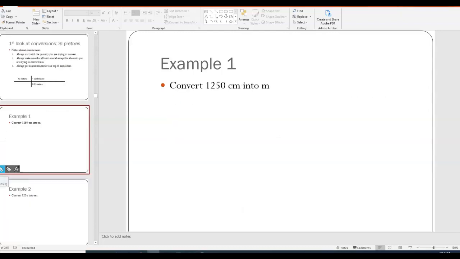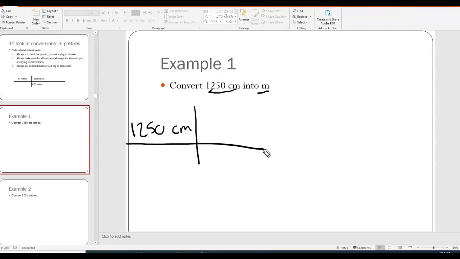Okay, example 1. It says convert 1,250 centimeters into meters. So step one, you always start off by writing your given. Now in this case, the number I'm given to convert is 1250 centimeters. And then I make my little T-chart here.